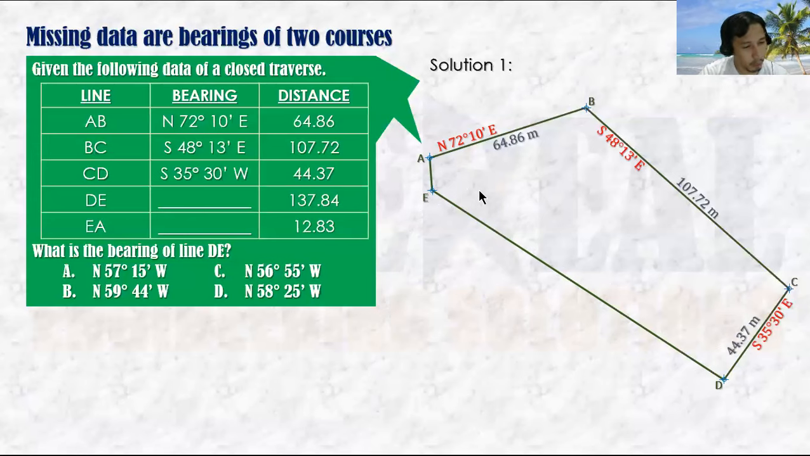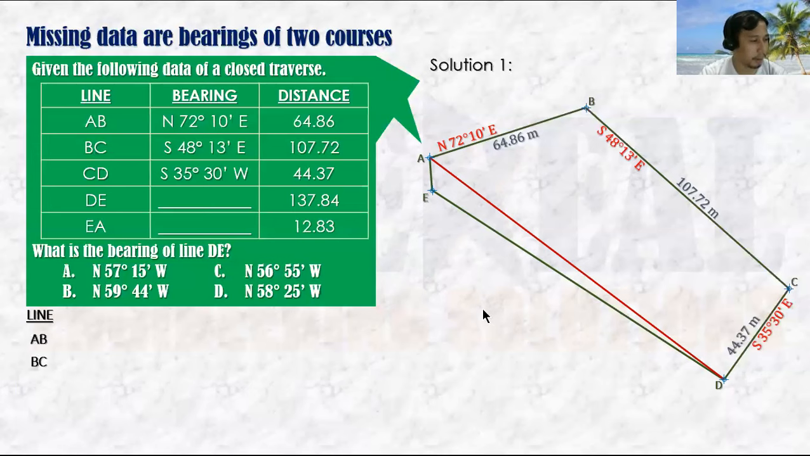Yung gagawin natin is i-connect natin yung D and A, no? Connect natin yung D and A with that. And to find the length and bearing of the DA, we're gonna use the method in case 1. Diba? The case 1 is when the missing is length and bearing of a course, no? So para bang interconnecting them, magiging close traverse sila, no? So ang gagawin natin, we're gonna input or list or write down their latitudes and departures.